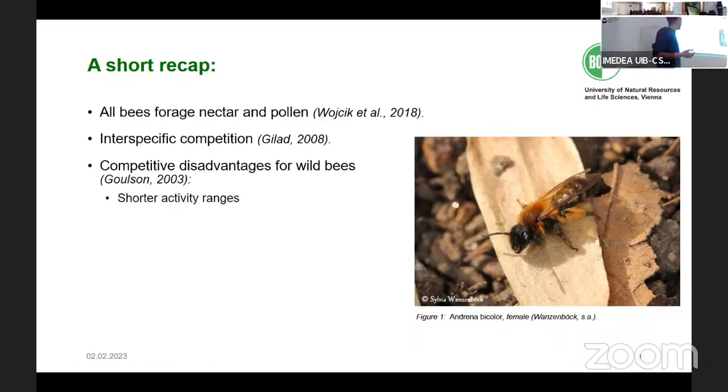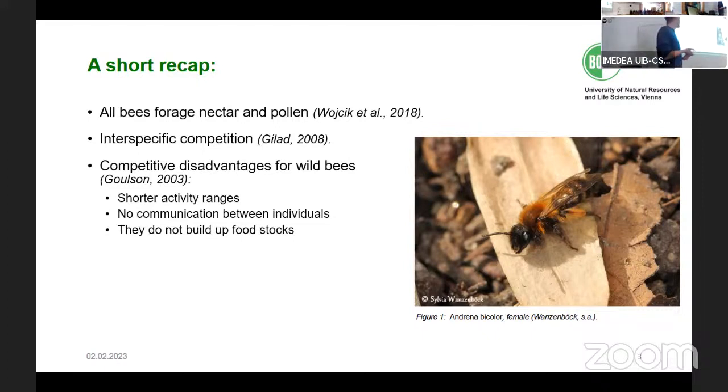The main competitive disadvantages are, for example, that they have shorter activity ranges, so the distances they can overcome from their nest to the flowers they forage on are, in comparison with honeybees, way shorter. And since they're alone, there's no communication between individuals. Honeybees have a quite complex way of communicating. For example, scout bees leave the hive, look for floral resources, find them, come back and do their fancy dance, and then the others know where to go. This makes foraging for honeybees way more efficient. Wild bees just go out, they find something or they don't find something. So it's way less efficient.